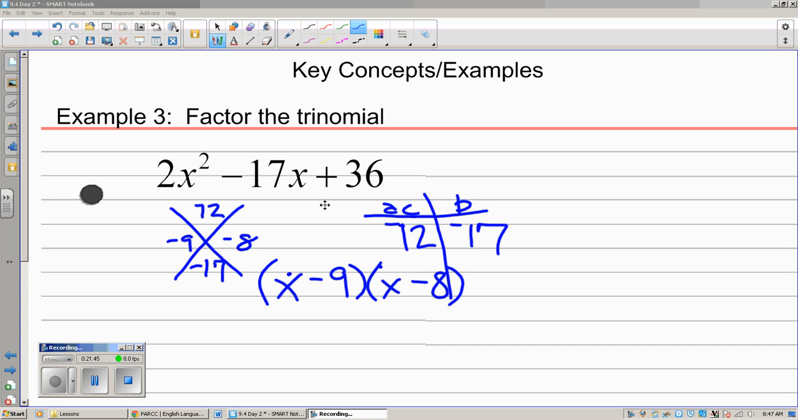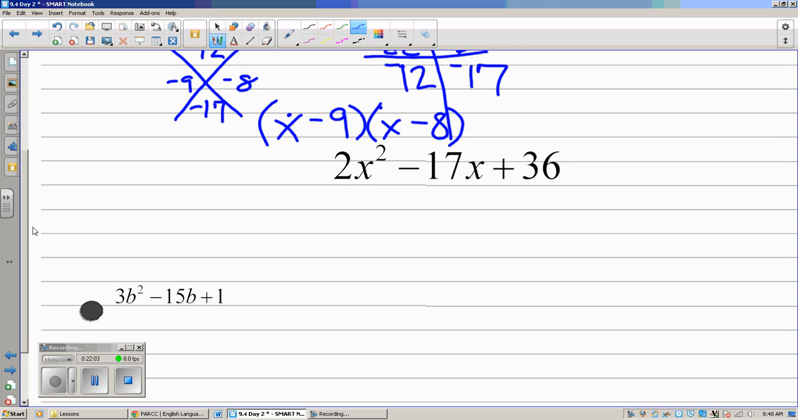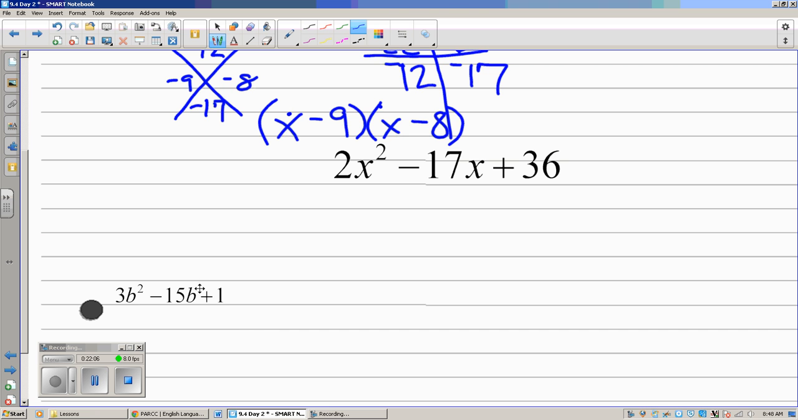If we were multiplying to 72 and adding to negative 17, we could just write x minus 9 times x minus 8. However, what we have to do here is split the middle term. Okay? So I'm going to pull this down here, and you've got the negative 9 and the negative 8. So what we have to do now is split the middle term with the negative 9 and the negative 8.